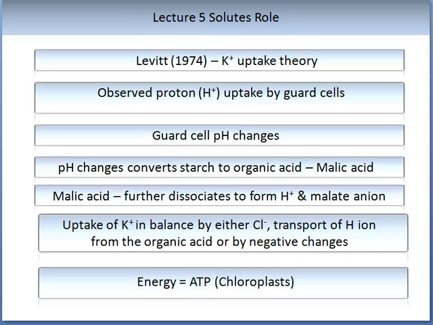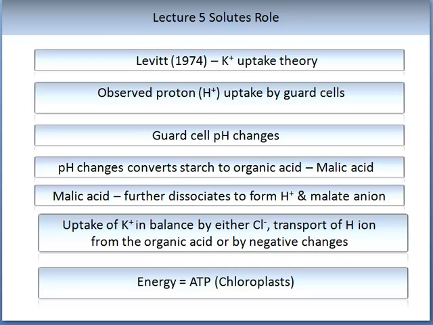It was Leavitt in 1974 who proposed the potassium uptake theory. He came up with this theory after doing some experiments on stomata guard cells. He observed that the protons, or hydrogen ions, were taken up by the guard cells. This in turn changed the pH of the guard cells. Once the guard cell's pH has changed, there is a conversion of the sugar starch into an organic acid, malic acid.